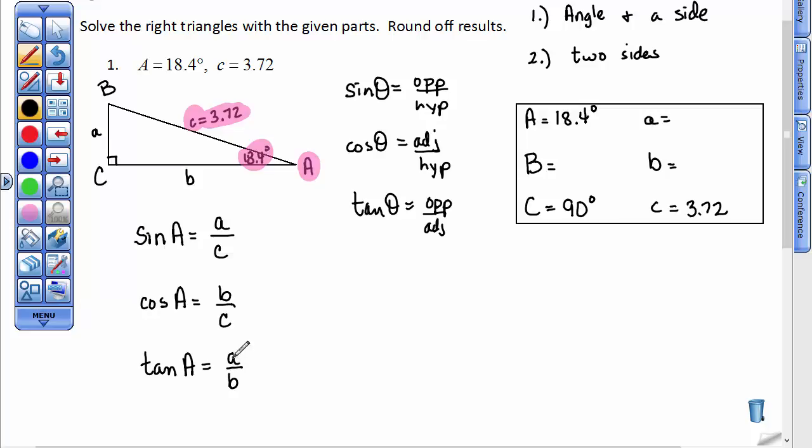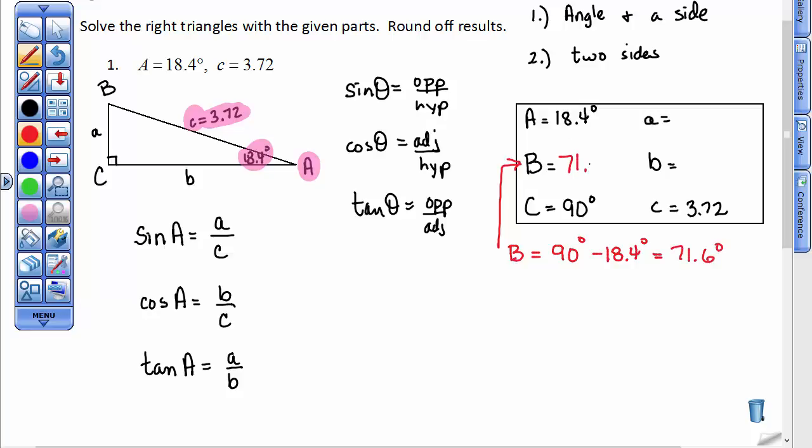I'm developing this so that I can get ready to solve for these sides, but I'm afraid I forgot to go for the easy thing right away. I forgot to go for angle B. If I know angle A is 18.4 degrees and I'm in a right triangle, then angle B would be equal to 90 degrees minus that acute angle of 18.4 degrees, and therefore 71.6 degrees.